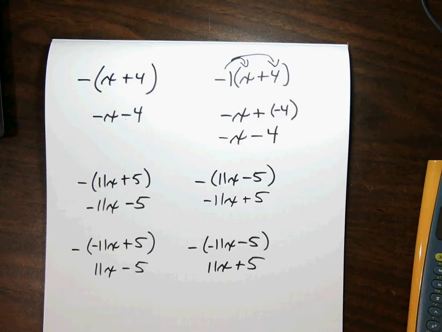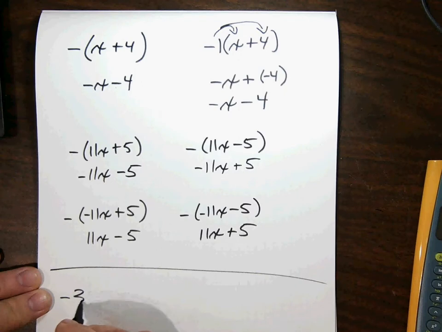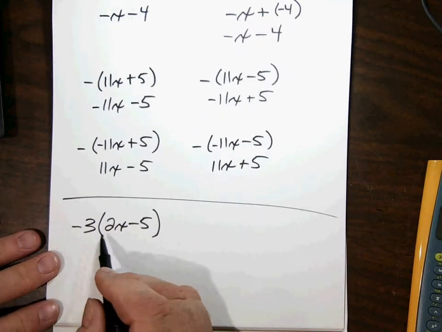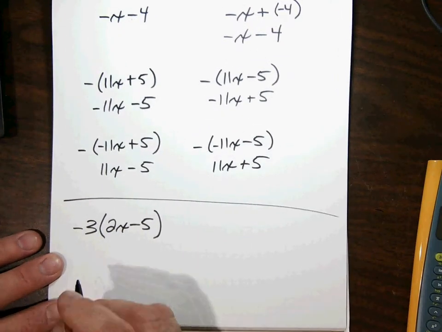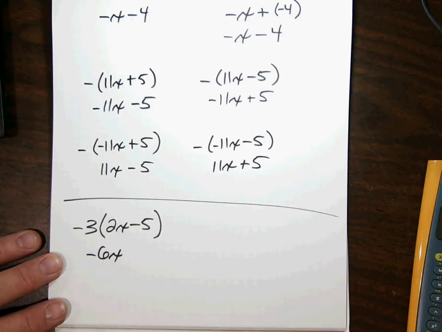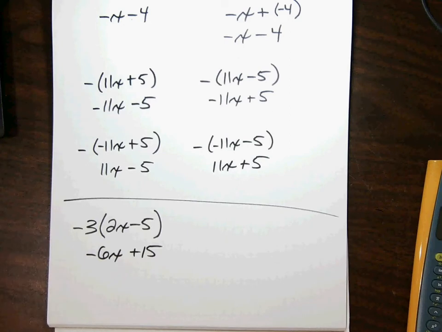Alright. Let's stick in a little algebra. Let's do 2 little algebra businesses in here. What if I said negative 3 parentheses 2x minus 5? Distribute that negative across. A negative 3 times 2x is negative 6x. A negative 3 times a negative 5 is a positive 15.